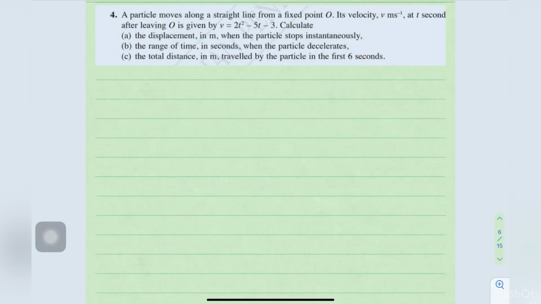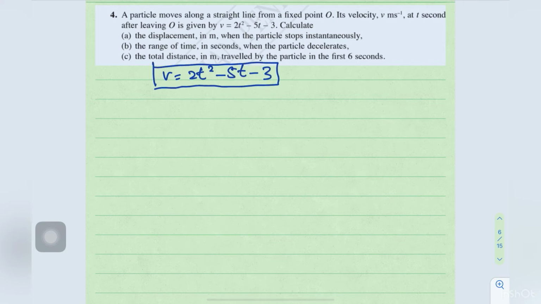Question number 4. A particle moves along a straight line from a fixed point O. Its velocity, v meter per second, at t second after leaving O is given by v equals 2t squared minus 5t minus 3. This is the function of velocity. Calculate the displacement in meter when the particle stops instantaneously.